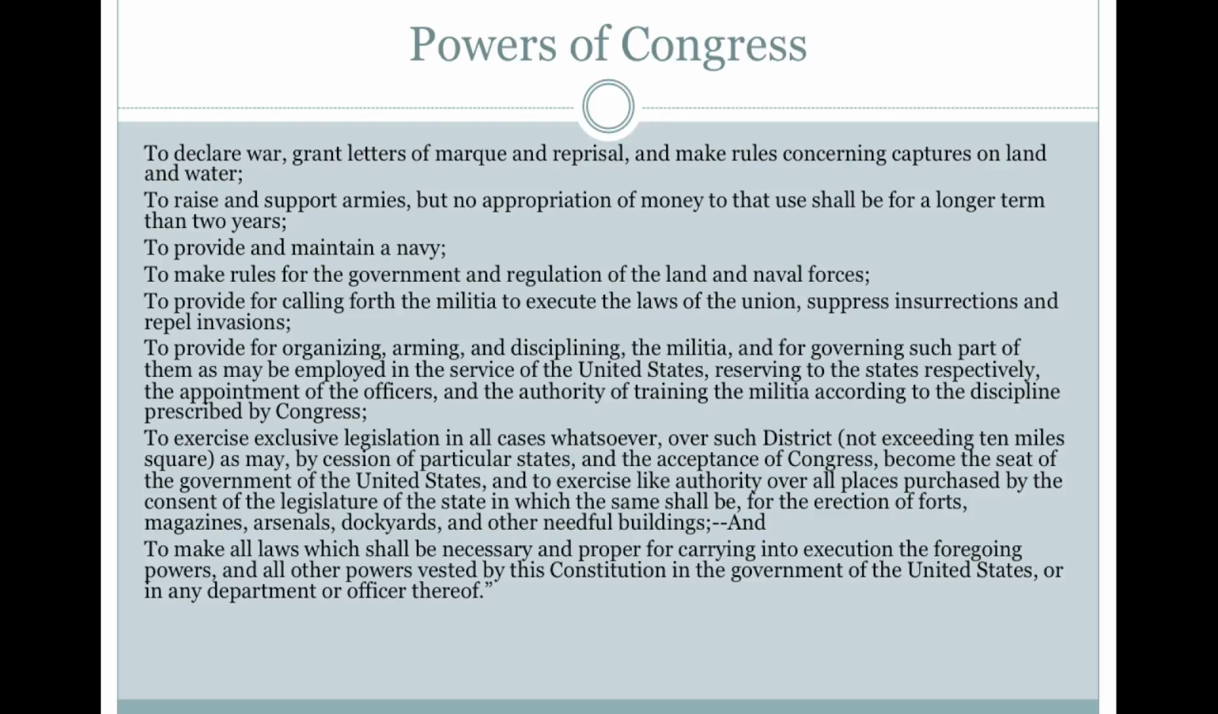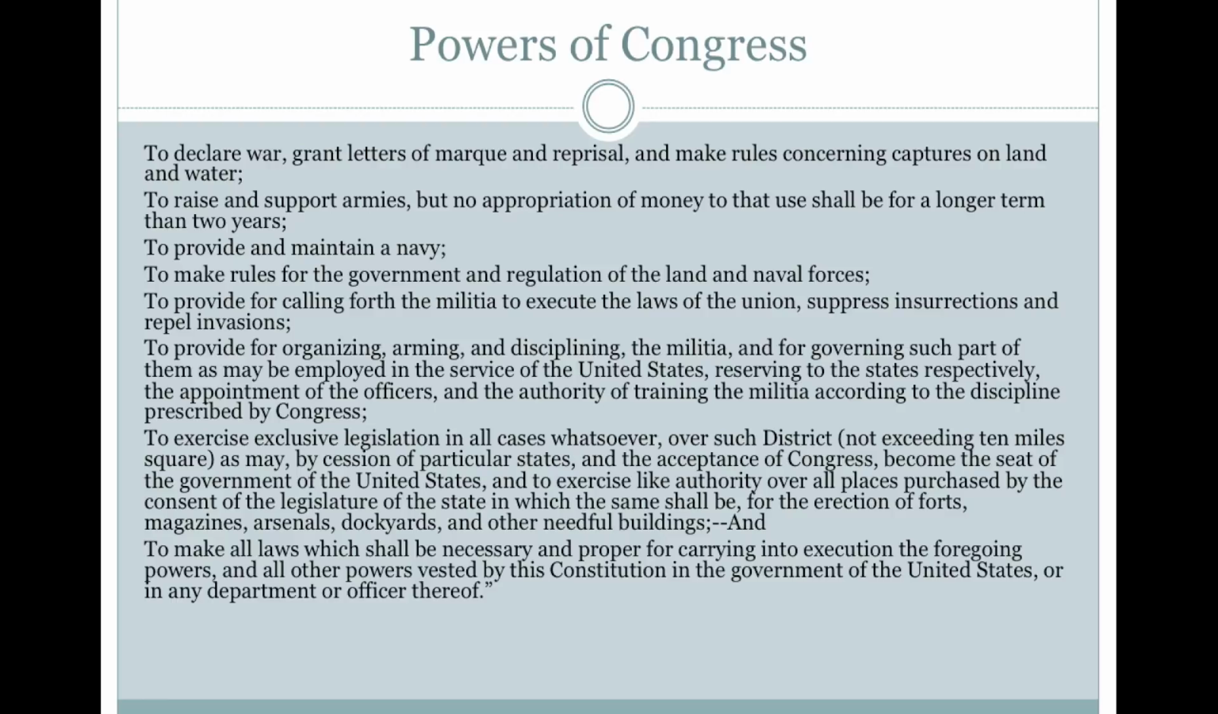So the last little paragraph where we see the words necessary and proper, very important. This is called the necessary and proper clause or the elastic clause. And what this does is it gives Congress some implied powers. Everything else is what we call enumerated powers, meaning they are specifically spelled out in the Constitution.